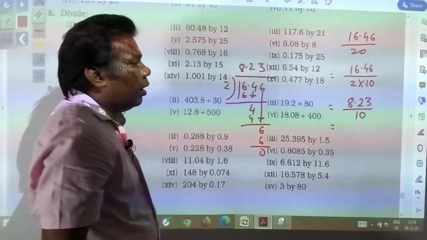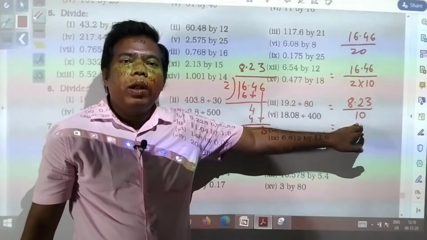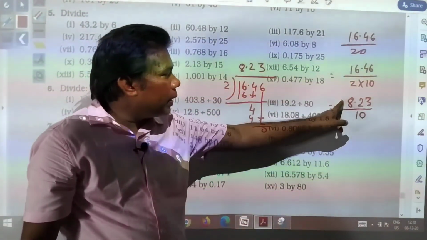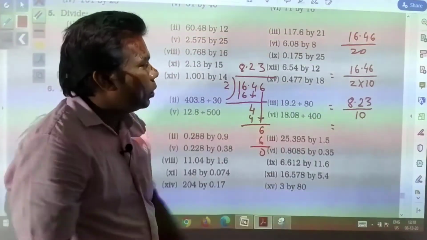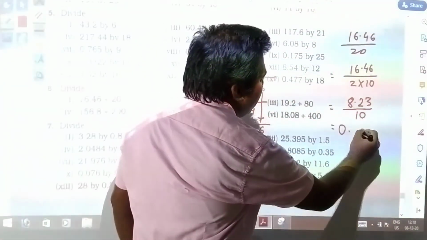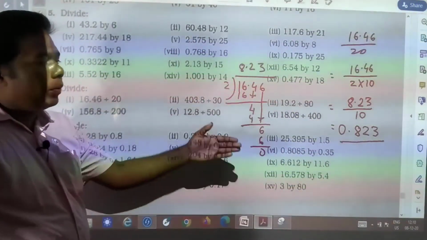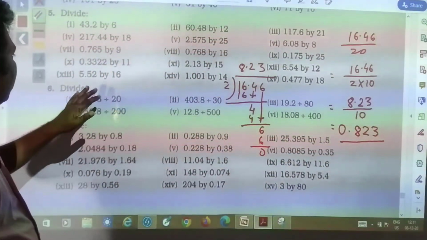Now if you are dividing by 10 or 100 or 1000, you know what to be done. 10 you have, left side you need to move one place. So your answer will be 0.823. This will be your answer. So in this way, these type of questions are required to be solved.